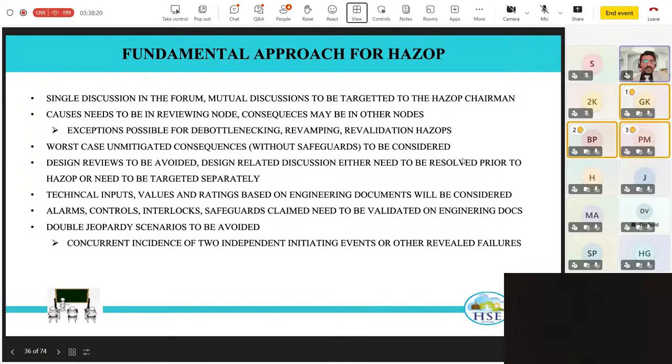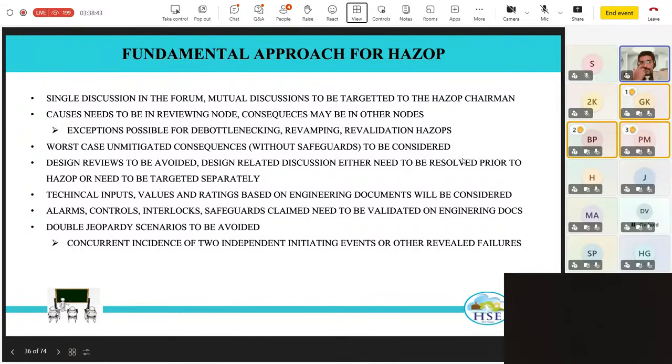Next is fundamentals for approach of a HAZOP. So first, there should always be a single discussion in a forum. Mutual discussions to be targeted towards the chairman, because that prevents people discussing on different tangents, and then there are inconclusive discussions. The discussions go haywire, and there is absolute chaos in the forum. So that should be avoided.